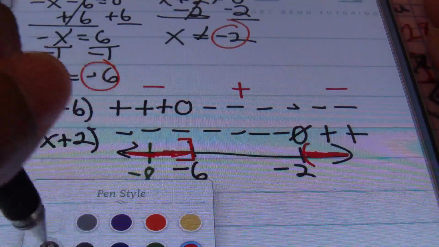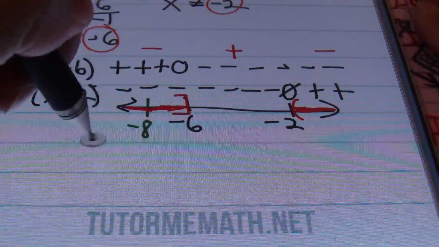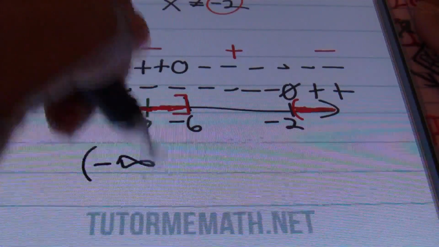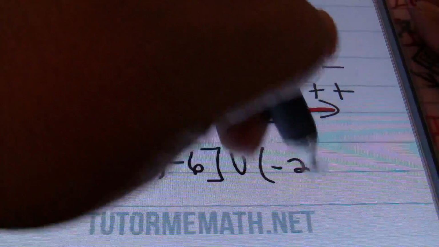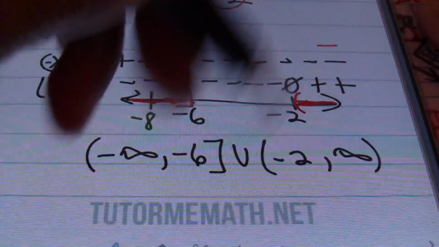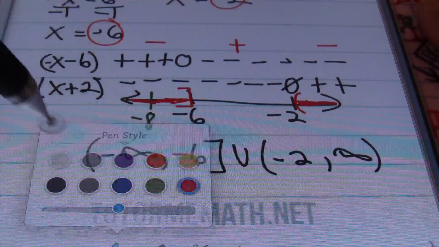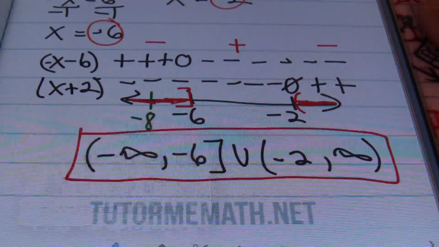So in interval notation, it will look just like this, ladies and gentlemen. You'll have a result that reads negative infinity to negative 6, bracket, union, negative 2 to positive infinity. All right. And that's your result right there, ladies and gentlemen, in interval notation. So let's get a box around that answer here. All right. That's the result.